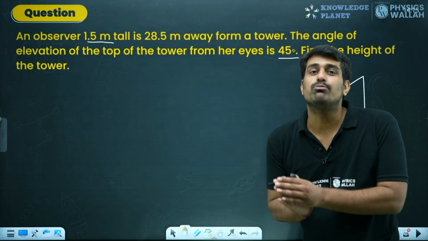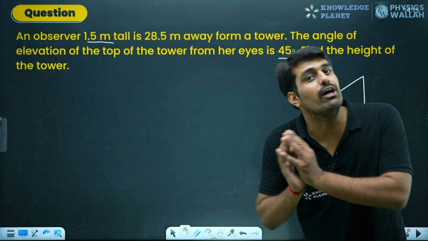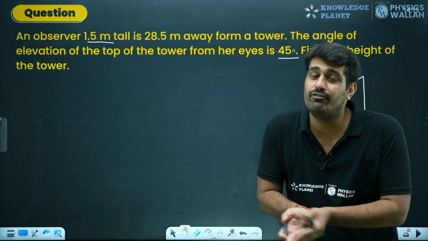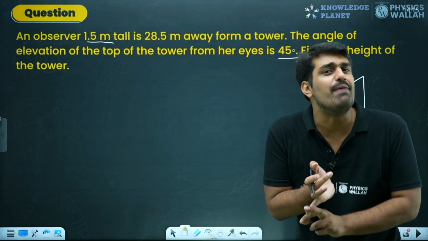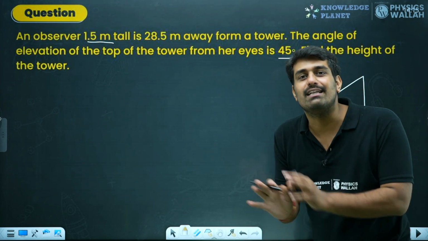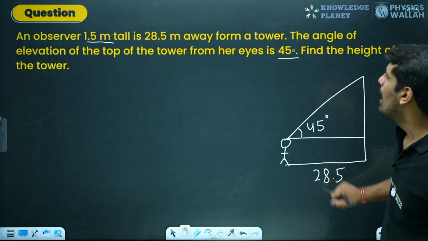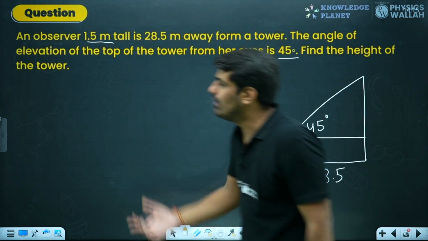The important thing in these problems is to draw the figure correctly. If the figure is drawn correctly, you have got the answer. If the figure is not right, whatever calculation you have done, whatever amount of time you have wasted, it will be a total waste. Nothing more than that. 45 degrees. Anything else? Find the height of the tower.